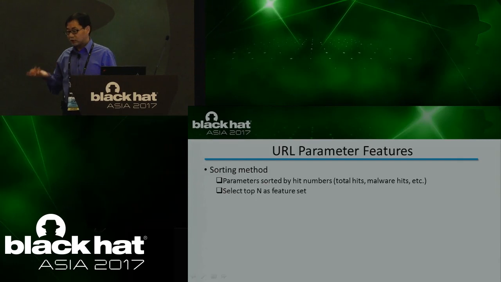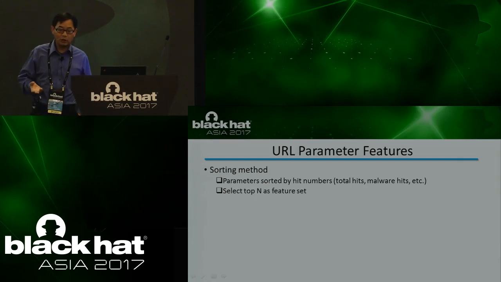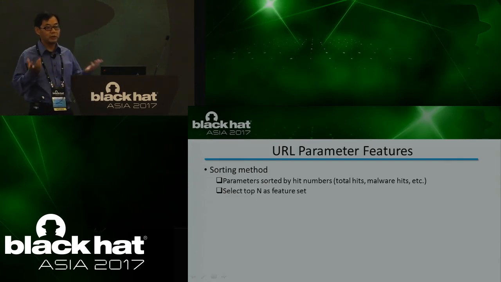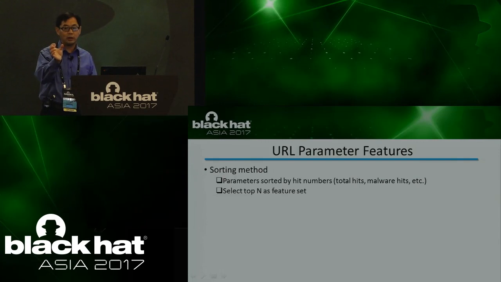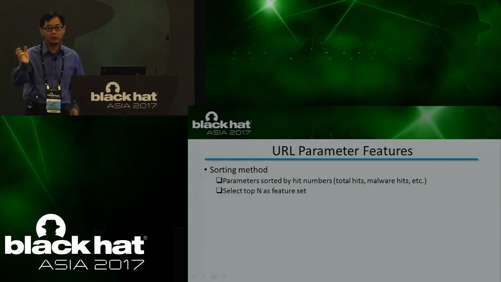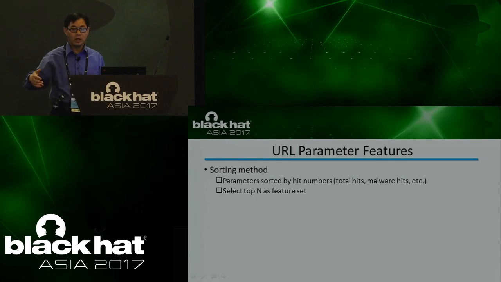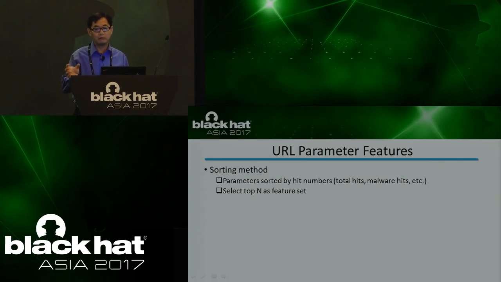Okay, the first method we thought of naturally is the sorting method. Basically, we just count the hit numbers. So these are parameters that happened like 10,000 times, and another one 5,000 times. We sort them and pick the top 10. With sorting, we can choose, say, how many malware samples are actually using these parameters. Okay, what's the problem with this sorting method?